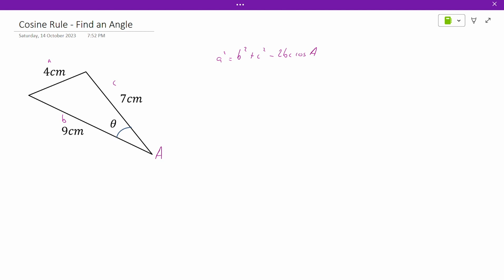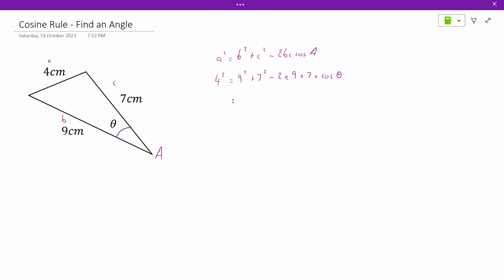Okay, next step would be to substitute in some values. So we've got a squared and it's lowercase a, so that means 4 squared equals b squared, which is 9 squared, plus c squared, which is 7 squared, minus 2 times 9 times 7 times cos of A. We could write A, but the original question asked for theta, so let's use theta. So cos of theta.